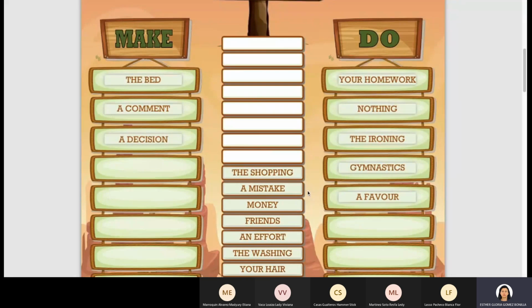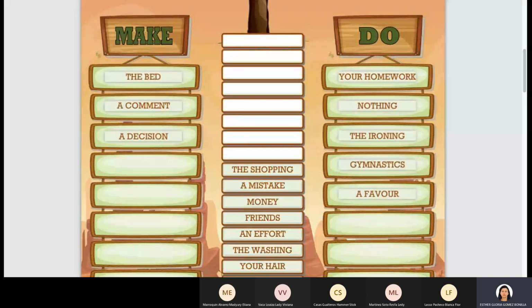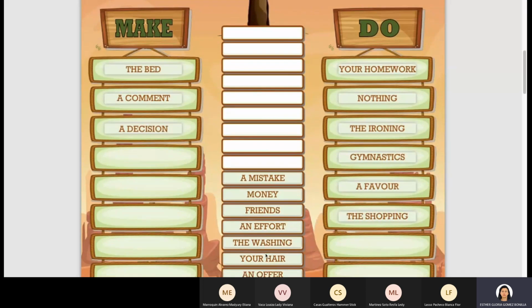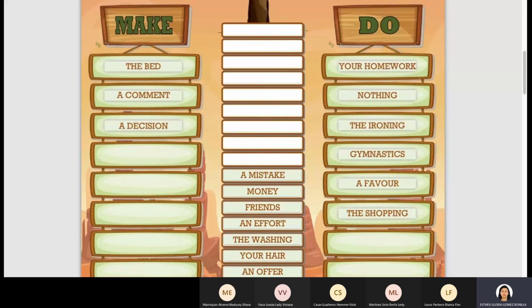The shopping. Make the shopping or do the shopping? Para hacer las compras. Do. Do, teacher. Do the shopping. Very good. Do the shopping. What about a mistake? Make a mistake or do a mistake? Make, teacher. Is make. Make a mistake. Very good.